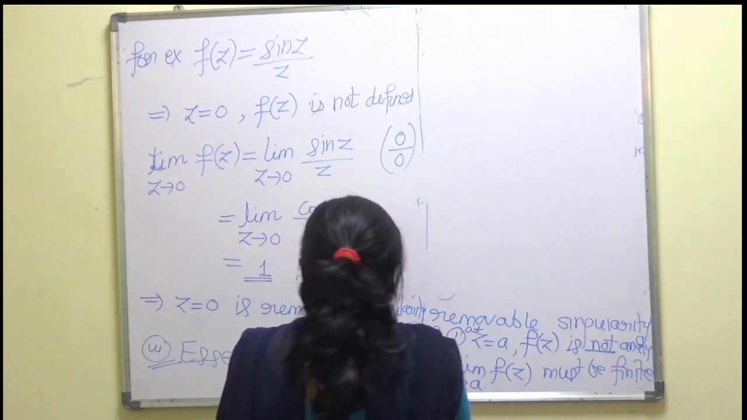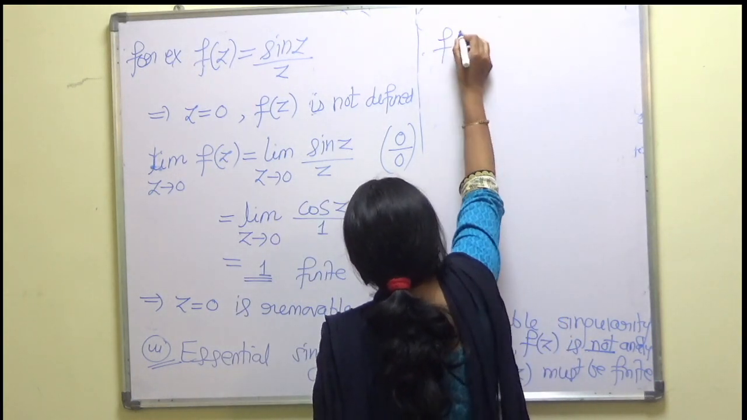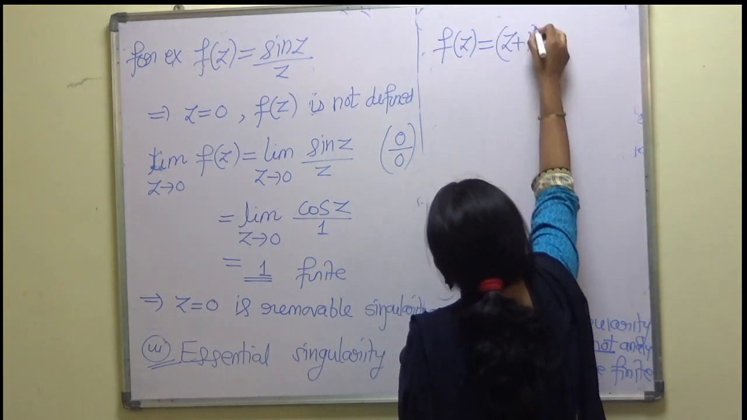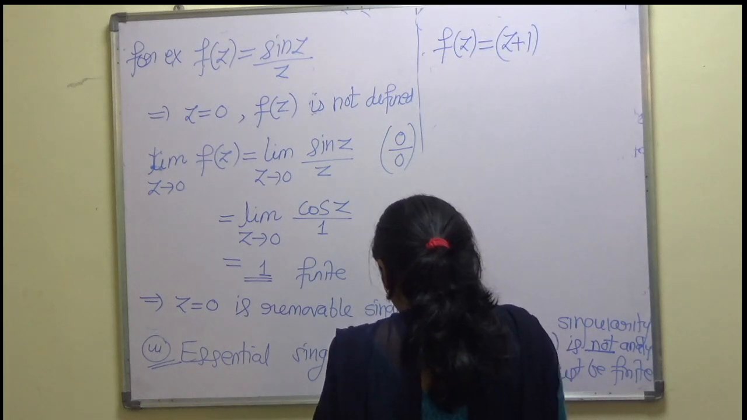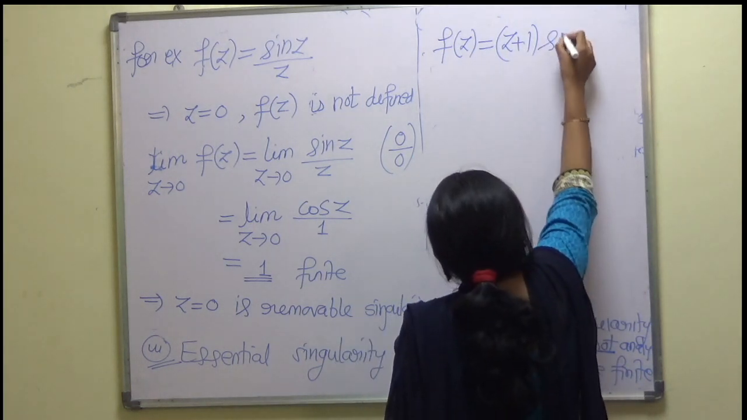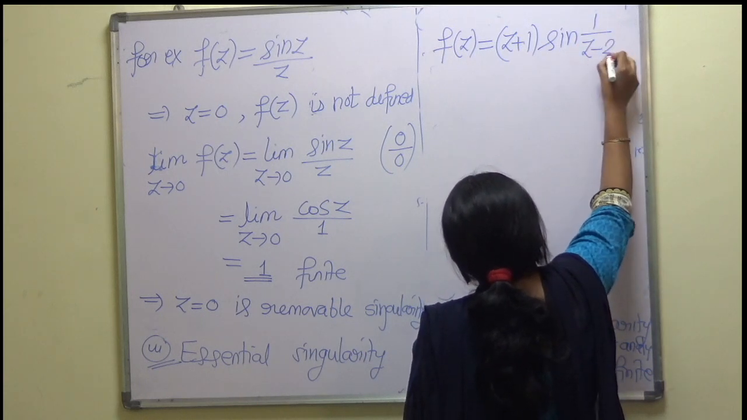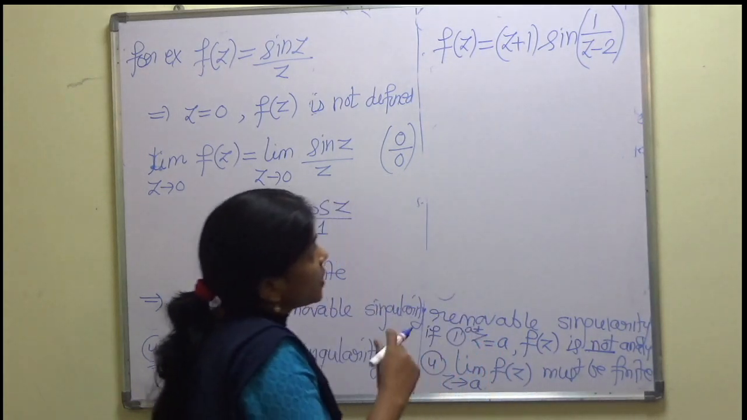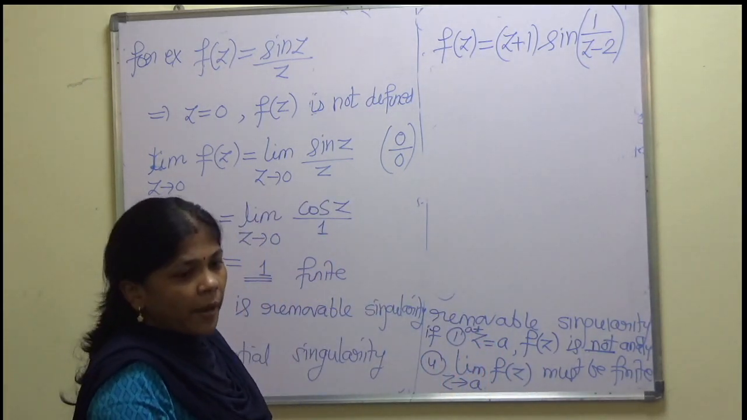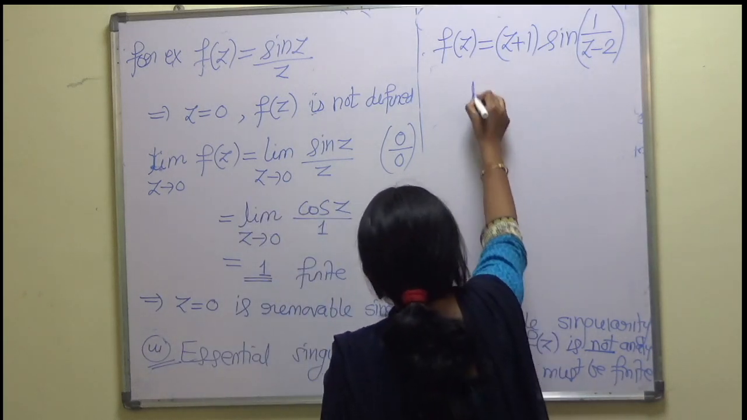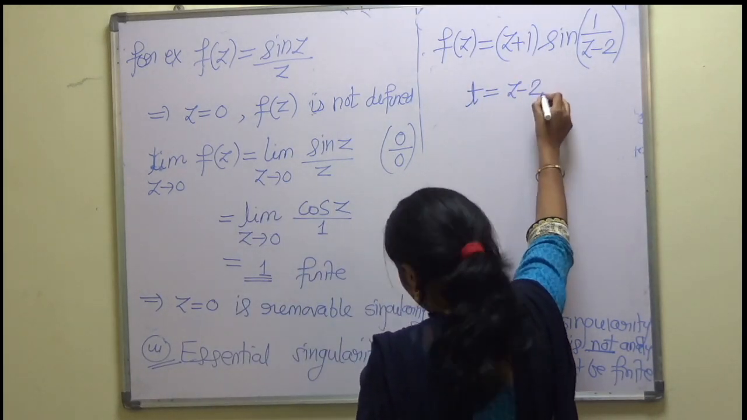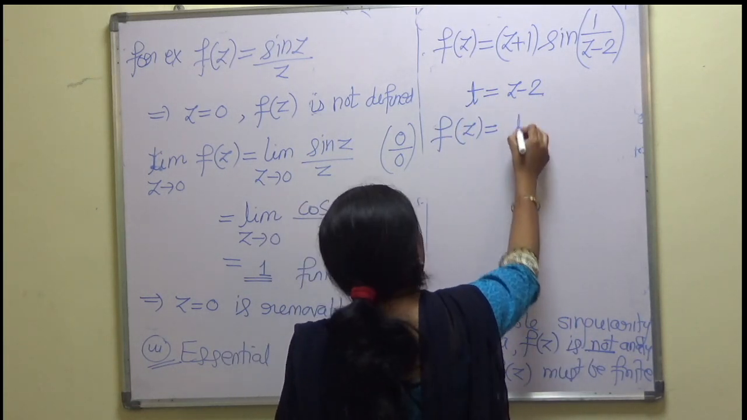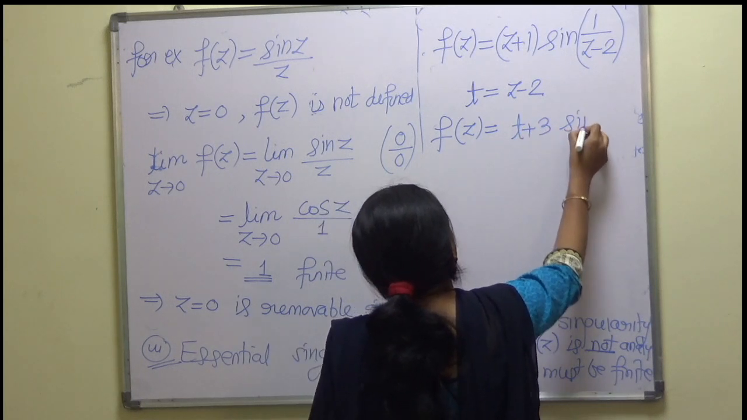Let us see an example. Suppose we have a function f of z equal to z plus 1 into sine of 1 upon z minus 2. Here I am not having any type of singularities. So what I will do is put t as z minus 2. So f of z becomes t plus 3 into sine of 1 by t.